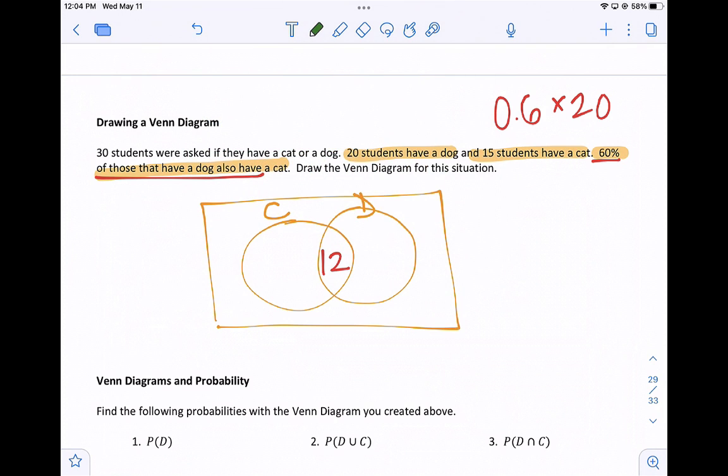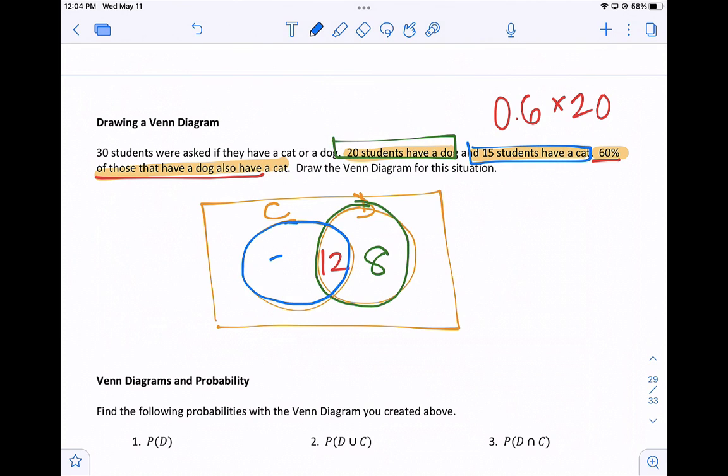So now let's just do how many have a dog. There are 20 students that have a dog. 12 have both, so there are 8 that just have a dog. All right, let's do cats. 15 have a cat. 12 have both, so how many just have a cat? And there are 3 students that have just a cat. And since there's 30 students total, let's subtract the inside. And we have 7 kids that don't have either a cat or a dog.